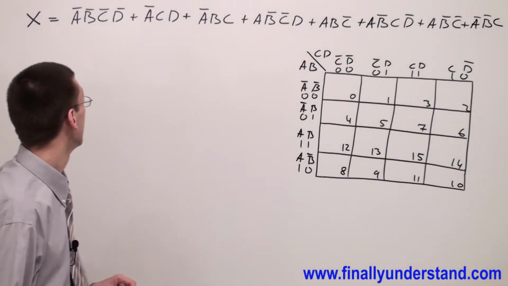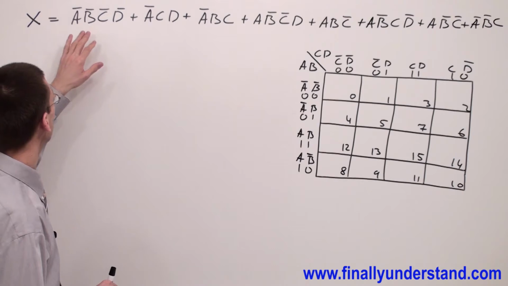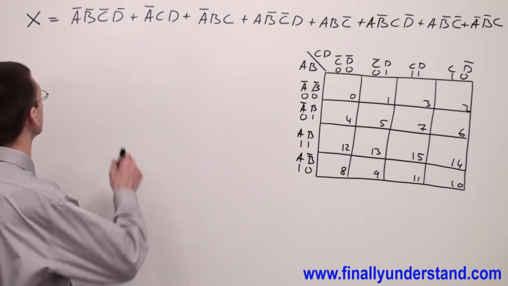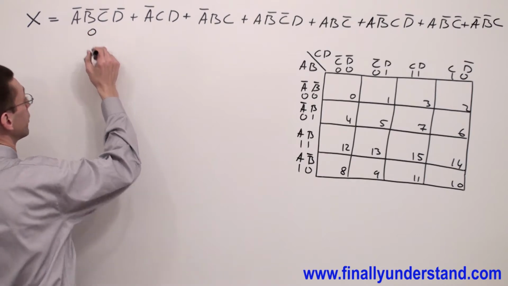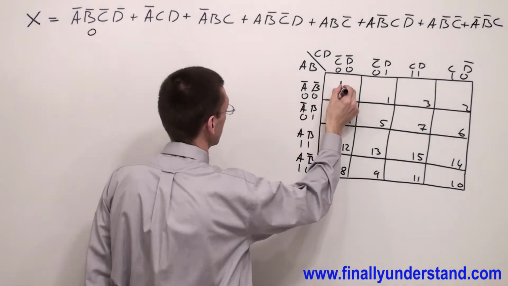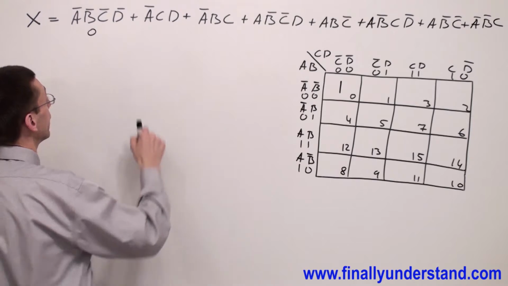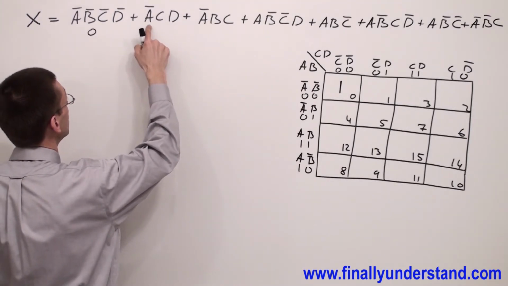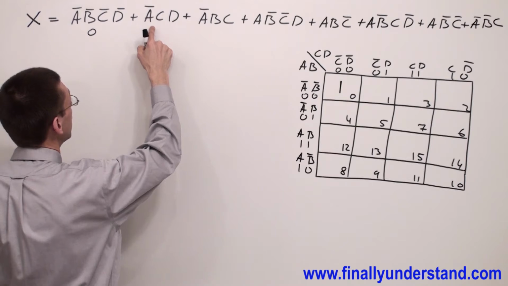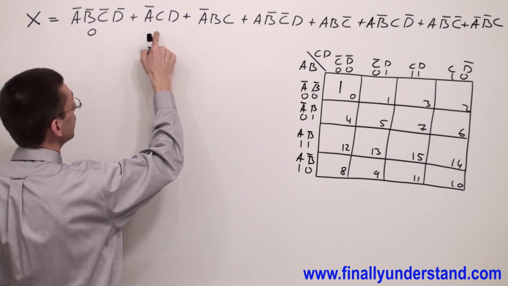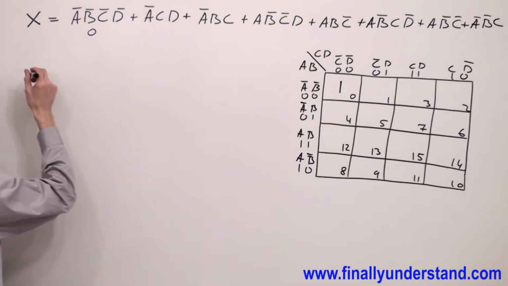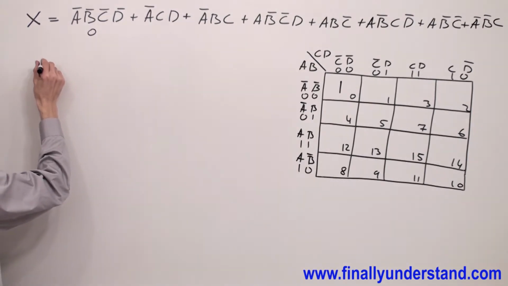Let's take a look at this expression. We have 1 in cell A0, B0, C0, D0. This is binary 0. I have 1 in cell 0. Now, this term is not completed. This term is missing B. In order to find in which cells I have to write ones, I have to expand this term. And let me show you how to do it.